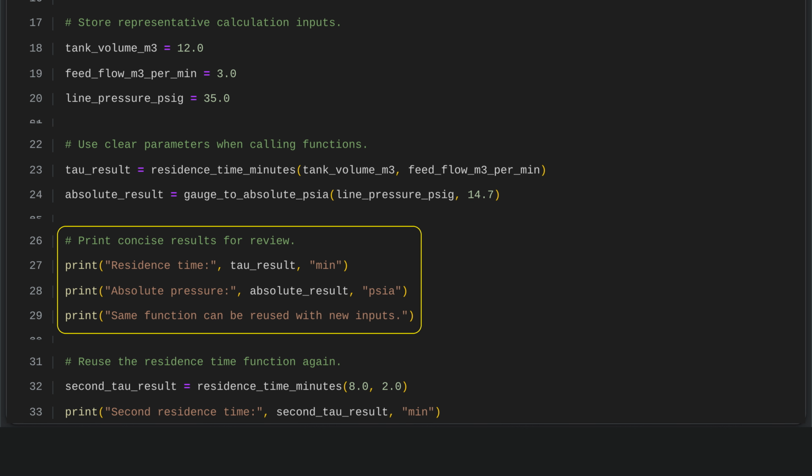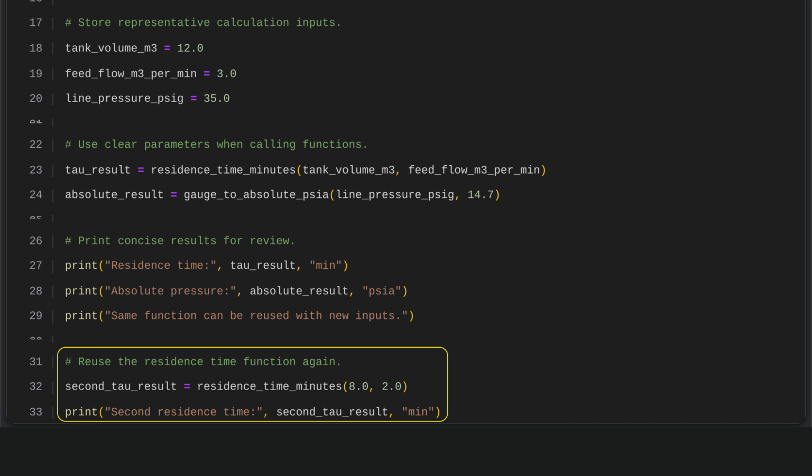The residence time function is reused with a volume of 8 cubic meters and a flow rate of 2 cubic meters per minute. The calculated result is stored and then printed in minutes, showing how the same function can efficiently handle different inputs for the same type of calculation.